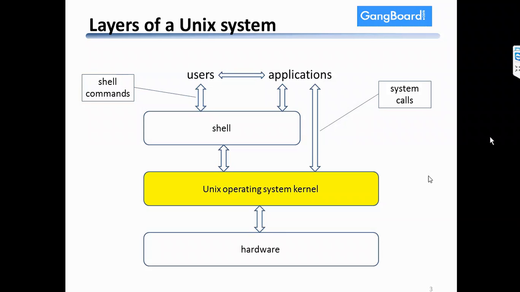Okay. So as you can see in this diagram, it's a very simplified version. On the bottom level, you can see the hardware. On top of it, there is a kernel, which is shown in yellow. Then there is a shell. Then on top of it, there are users and applications. So this is the whole architecture. How they communicate is shown by the arrows.